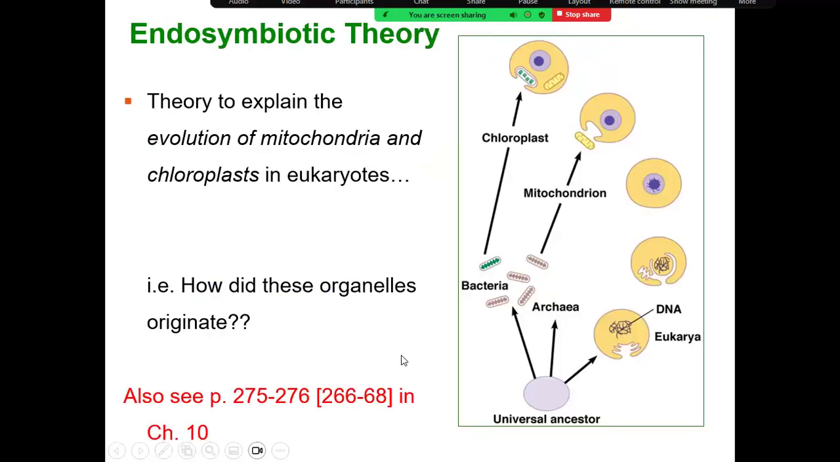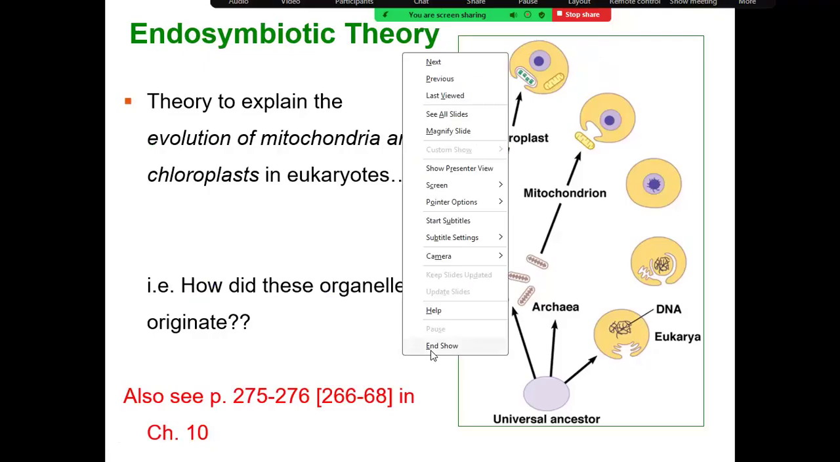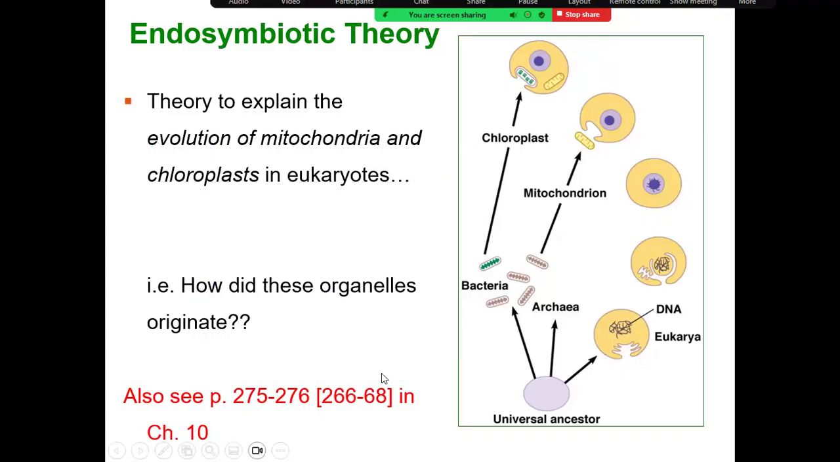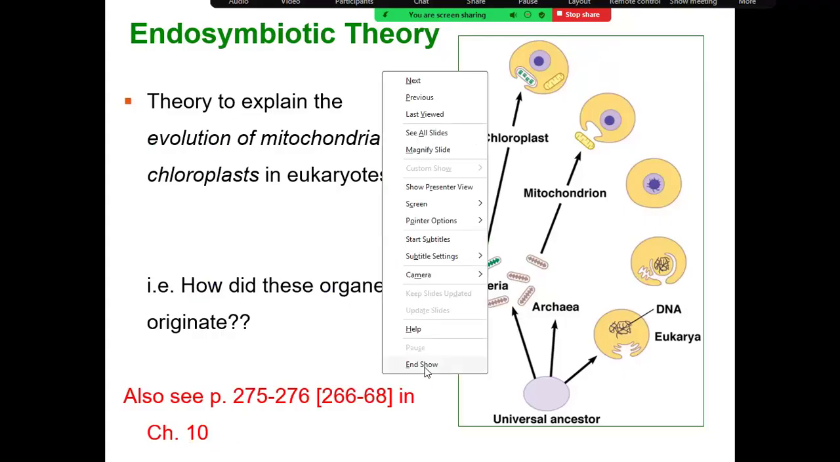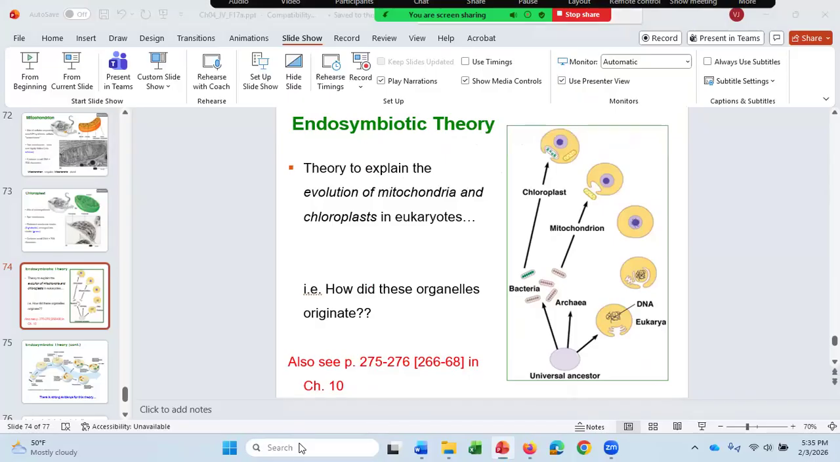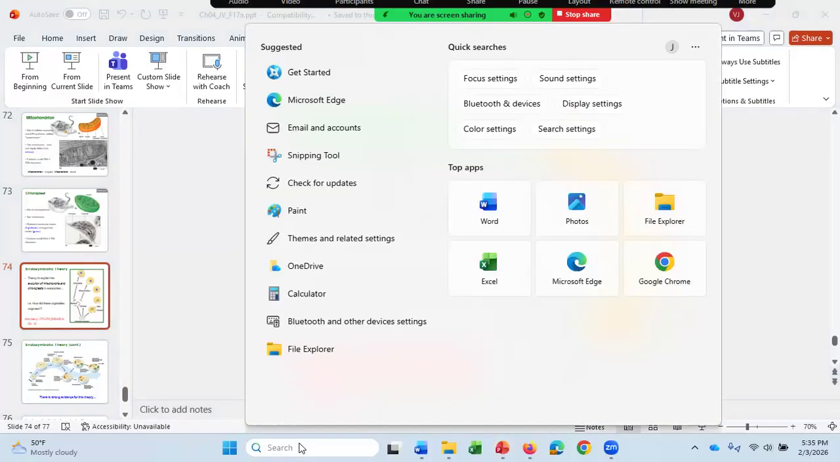All right, let's talk about the endosymbiotic theory. This is a theory to explain the evolution of how eukaryote cells obtained a mitochondria and a chloroplast. I think I will stop here and open up Paint. Well, I'm not seeing Paint here. Just a minute. Oh, there it is.